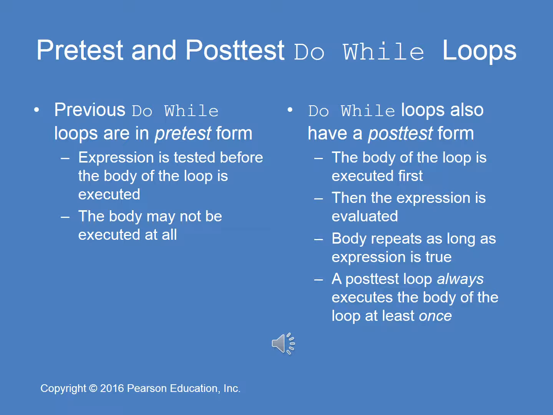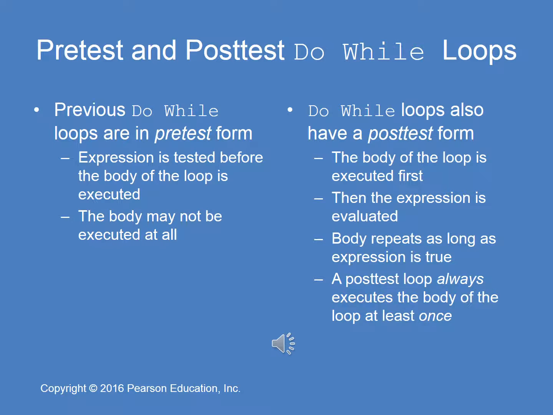The do while loop also has a post-test form where the body of the loop is executed before the Boolean expression is tested the first time. And the body will continue to repeat as long as the expression is true. The differentiating characteristic between a pre and post-test loop is that a post-test loop always executes the body of the loop at least once. So even if the Boolean expression, the first time it's evaluated, returns false, in a post-test loop, we've already run through the body once. Now we're going to take a closer look at coded examples of these two, so just hang in there.